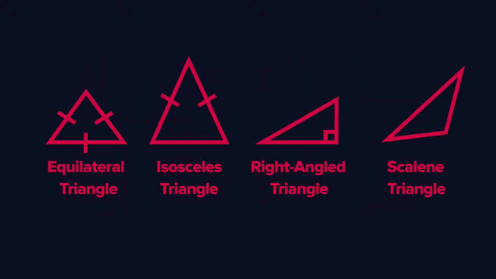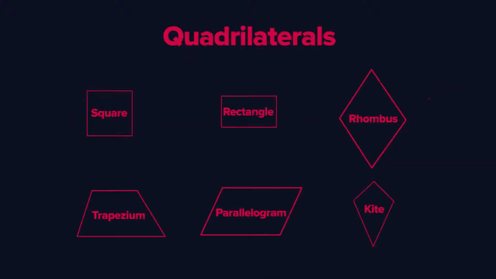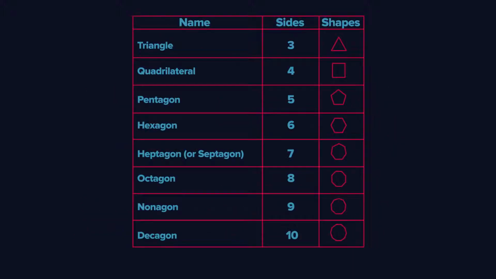Starting with 3 sides, I'm pretty sure you already know these are called triangles. There may be different types, but they all have 3 sides and 3 angles. Next come quadrilaterals, 4 sides, 4 angles. Now for 5, 6, 7, 8, 9 and 10-sided shapes. Pentagon, hexagon, heptagon, octagon, nonagon and decagon.